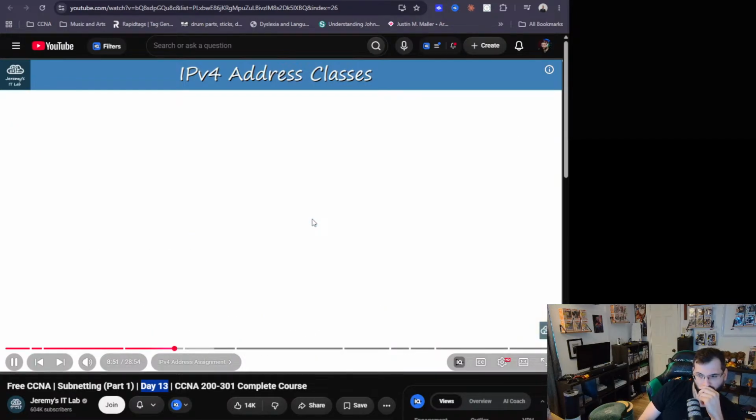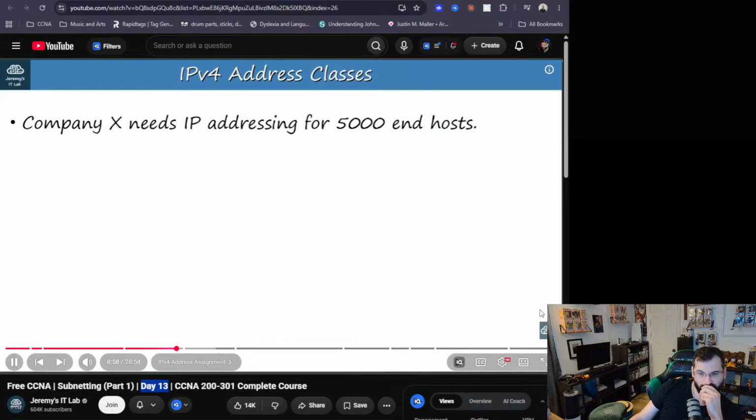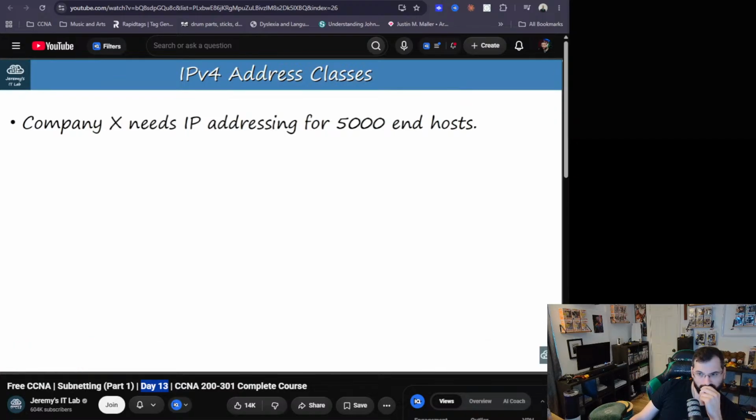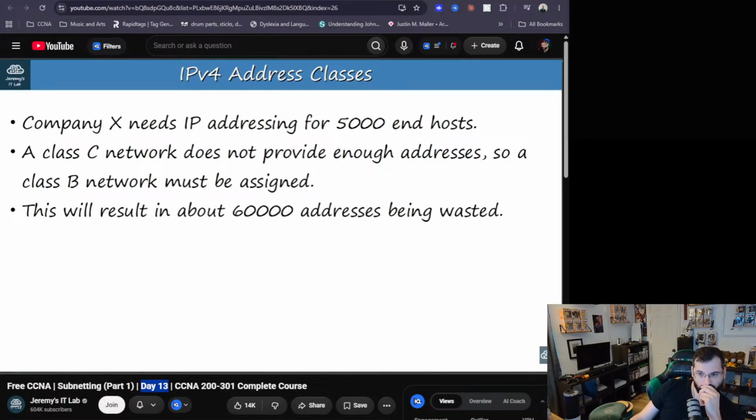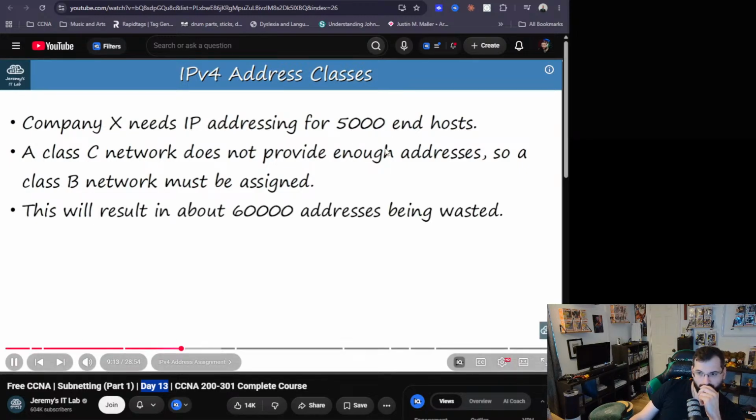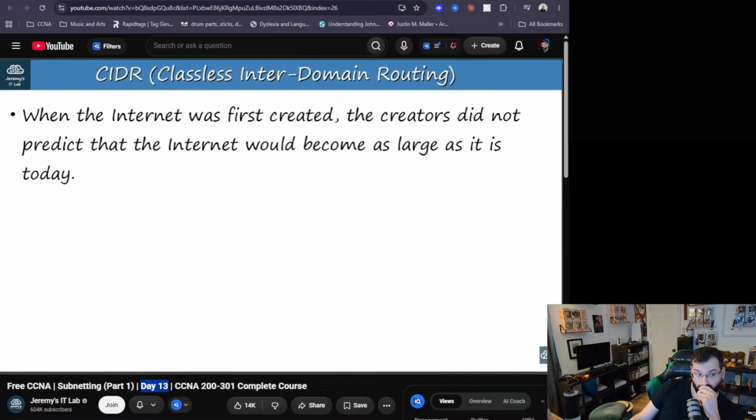Before introducing CIDR, here's another quick example of address waste. A company, Company X, needs IP addressing for 5,000 end hosts. This is a problem. Why? A Class C network does not provide enough addresses, so a Class B network must be assigned. Because a Class B network allows for about 65,000 addresses, this results in about 60,000 addresses being wasted. When the internet was first created, the creators did not predict that the internet would become as large as it is today.